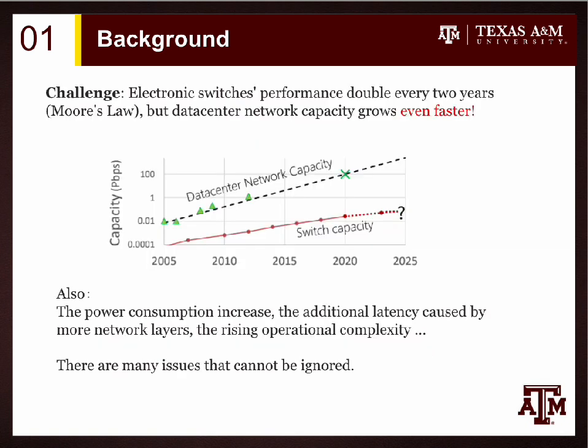CMOS chips, hearing this, we know that electronic switch performance is also limited by Moore's law. So this is the problem, right? As shown in this graph, data center network capacity is growing even faster than Moore's law. To keep up, we have to build larger data centers, which lead to higher power consumption, additional latency from more network layers, and increased operational complexity.